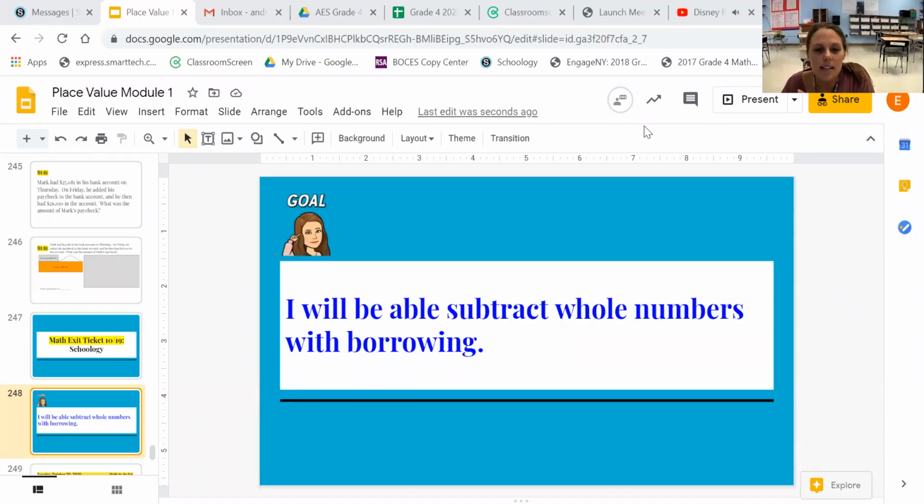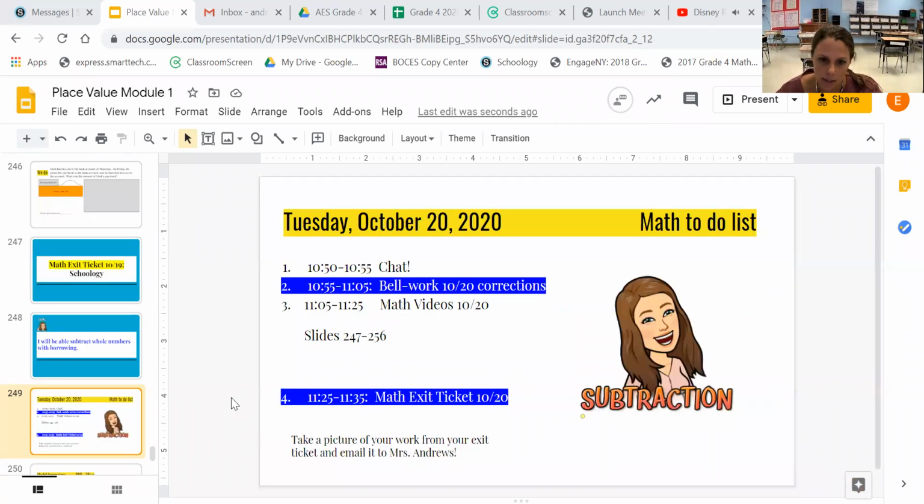Hi, boys and girls. Today we are going to continue practicing subtraction, and you will be able to subtract with whole numbers with borrowing. So we're going to focus in on just simply borrowing today, what it looks like, what it means. So let's get started.